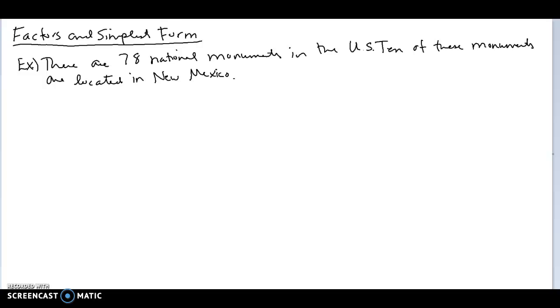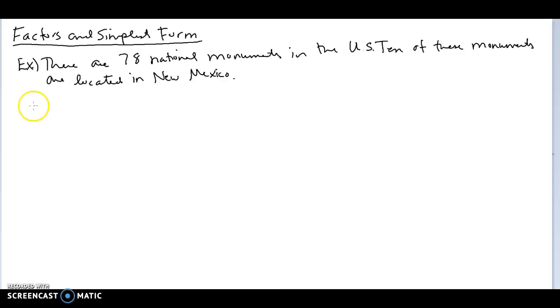So we're going to try a word problem here. And of course, I'm not going to be able to write all the parts down because I'm going to run out of room, but I'll just call them out to you as we go. So there are 78 national monuments in the U.S. 10 of these monuments are located in New Mexico.